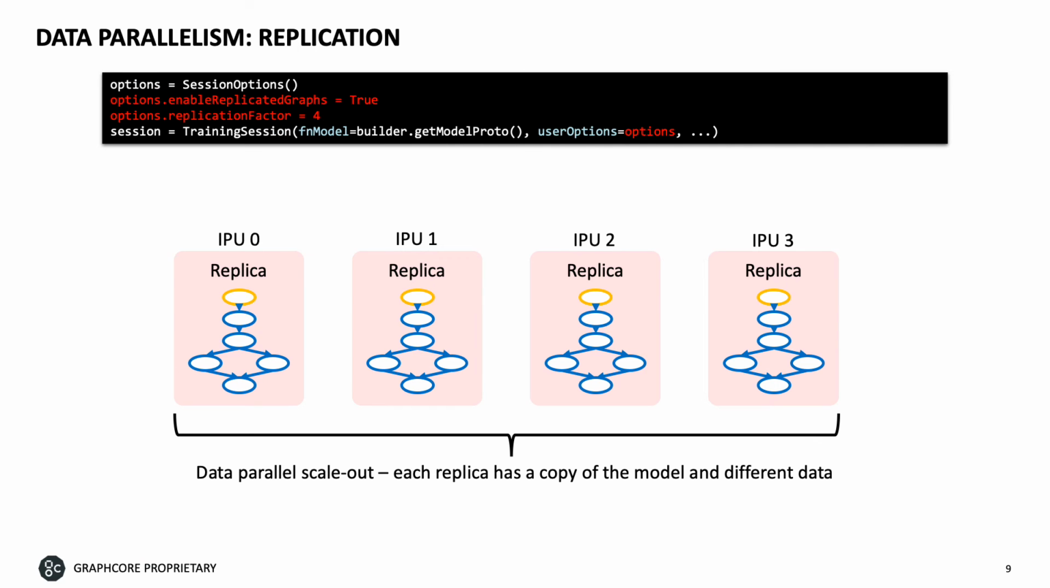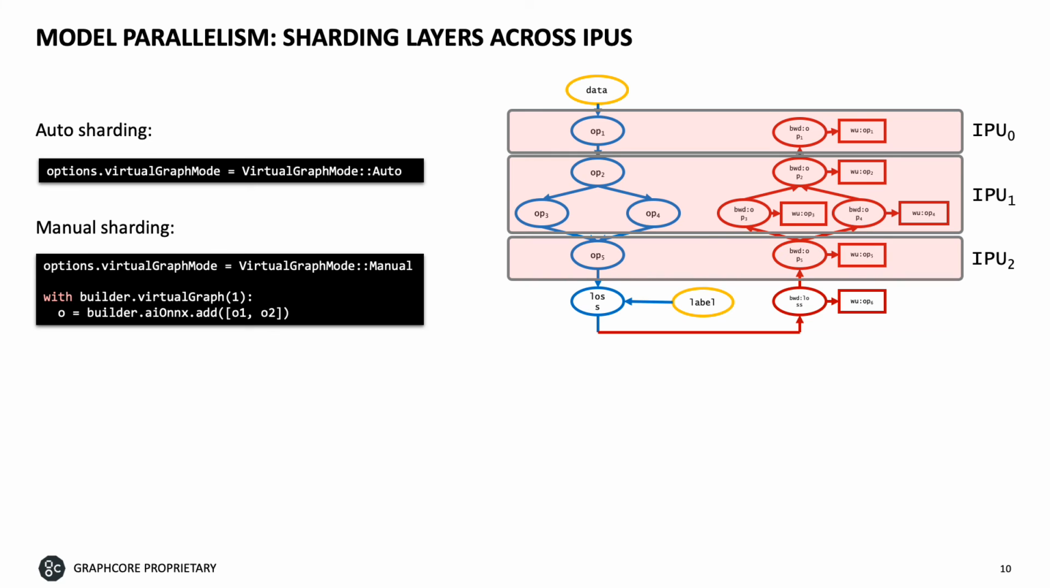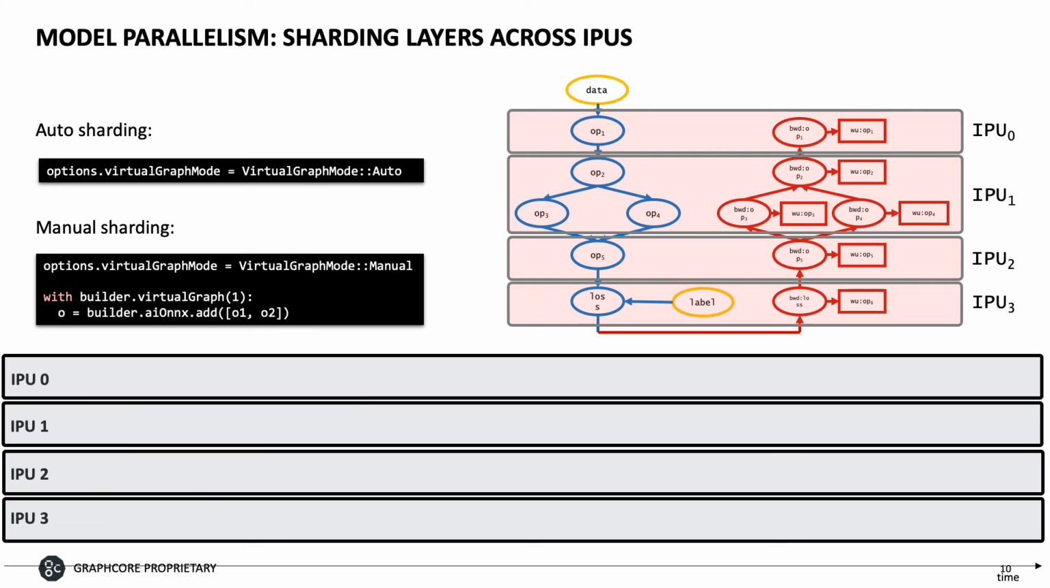Let me introduce some useful features in PopART. PopART supports data parallelism through replica technology. It copies the same model into multiple IPUs. Each IPU receives different training data and uses all-reduce to update the weights globally. If a model is too large to fit in a single IPU, we can use sharding technology to split a model into multiple IPUs.